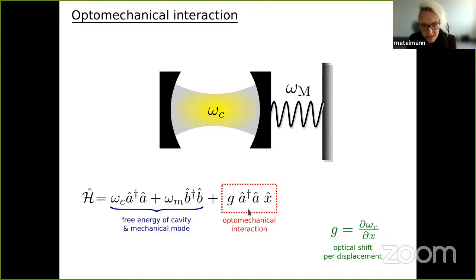Yeah? So if there is a displacement X, you will modify the frequency of the cavity. In the Fabry-Perot system, you can easily think of just a moving mirror. So this moves, and then the length of the cavity changes. Logically, you get a change in frequency. So the g here, the small g, is the optical shift per displacement.